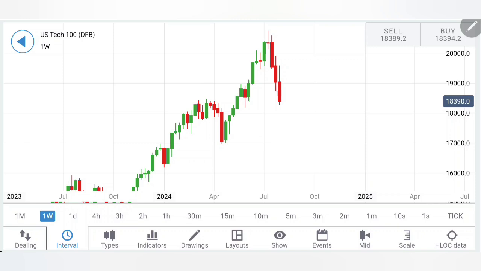Also, we are going to look at the holistic picture of what to expect from the markets in the month of August. This is a weekly and monthly review.